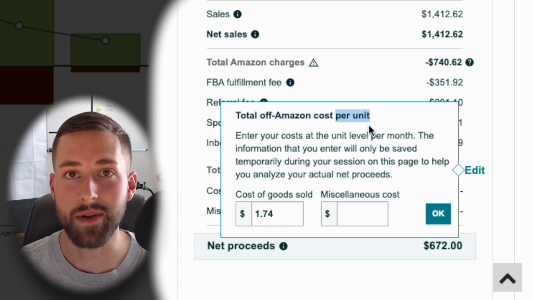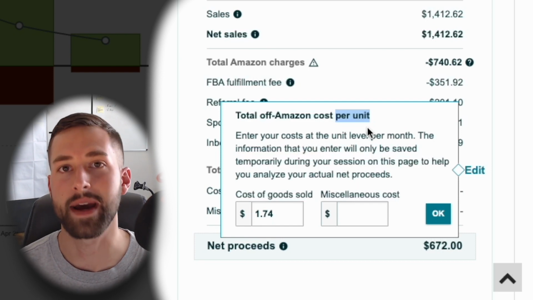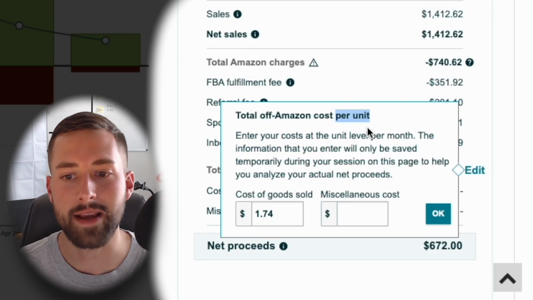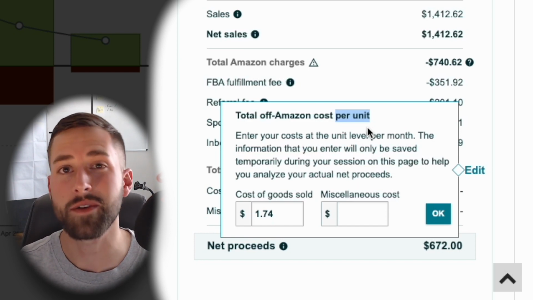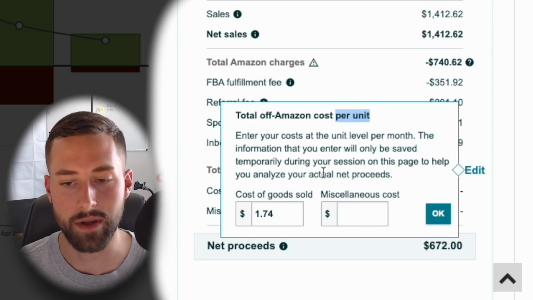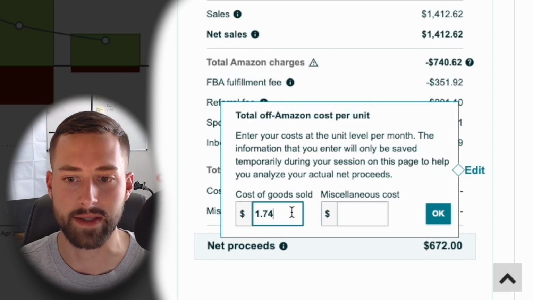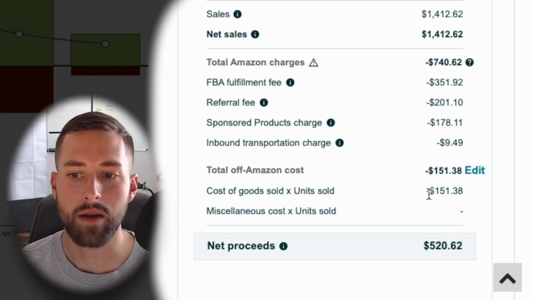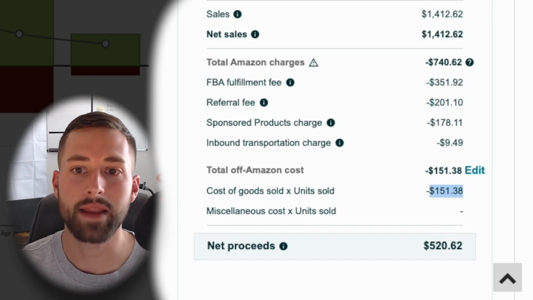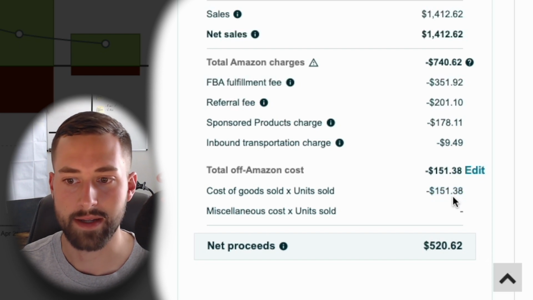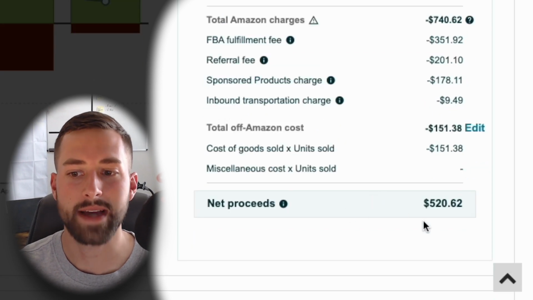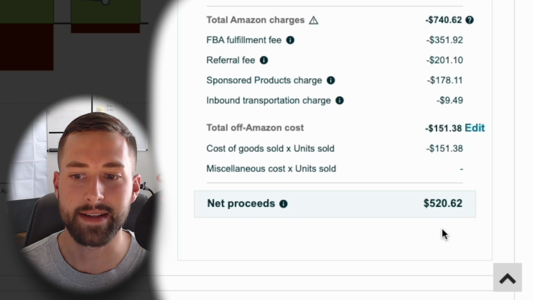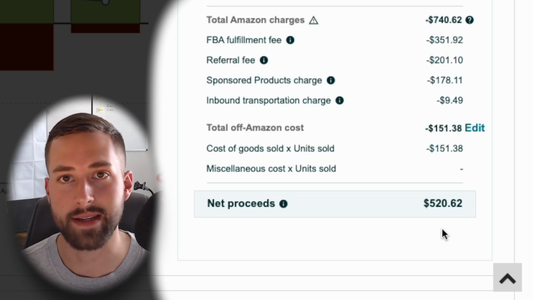Now remember, this is per unit. This is not the total amount that it costs you to actually manufacture these products and the total that you actually paid your supplier. All you have to do is take your total cost that you paid your supplier, which should include the shipping charges, and divide that by the total units. And that will give you your unit rate or your cost of goods sold here. So for this example, it was $1.74. I select OK, then it automatically multiplies that $1.74 rate by the amount of units I sold, which was 87, to give us the total of $151. So now when we look down here for the net proceeds, this is the true profit that our business is taking home, and that is going to be $520 for these 87 product units that I sold.